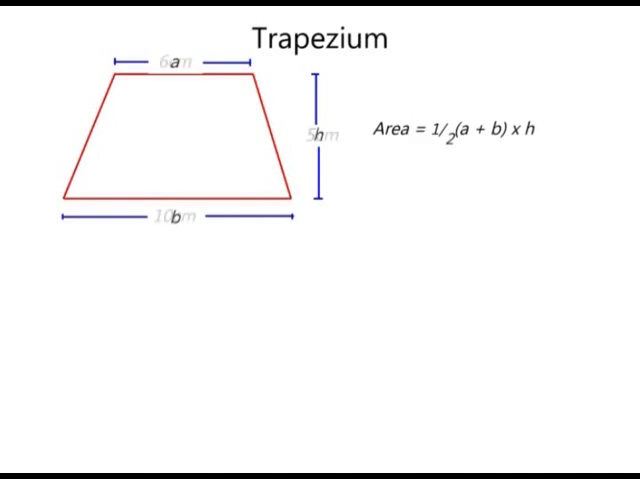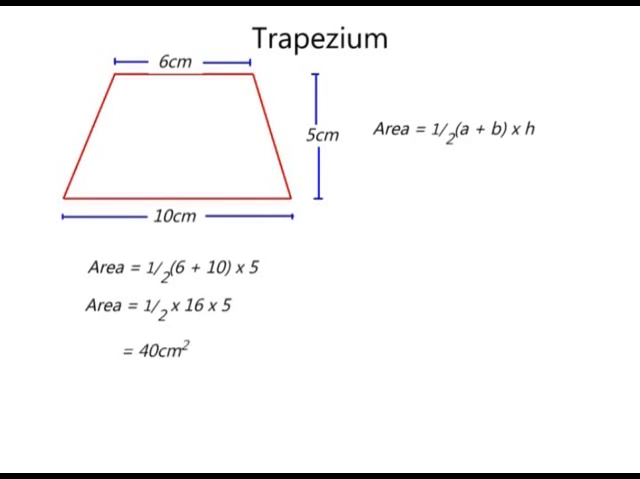And so working with real measurements, suppose A in this case is 6 centimeters and B is 10 centimeters, and h is 5 centimeters, we can calculate the area of this trapezium. Area is equal to a half into 6 plus 10 times 5. That gives us a half times 16 times 5, and that gives us 40 square centimeters.